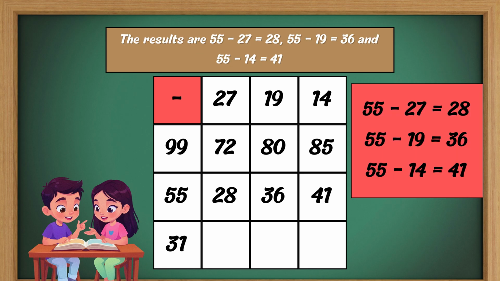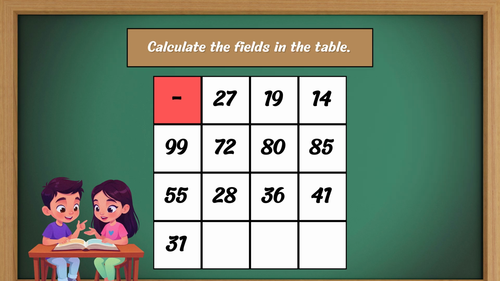The results are 55 minus 27 equals 28, 55 minus 19 equals 36 and 55 minus 14 equals 41. Calculate the fields in the table.